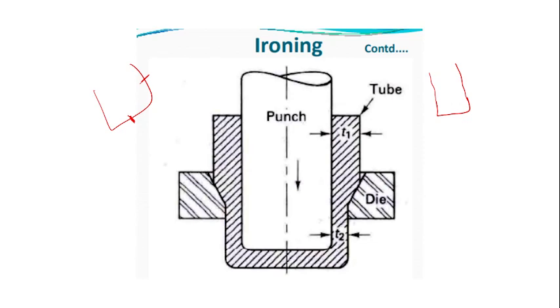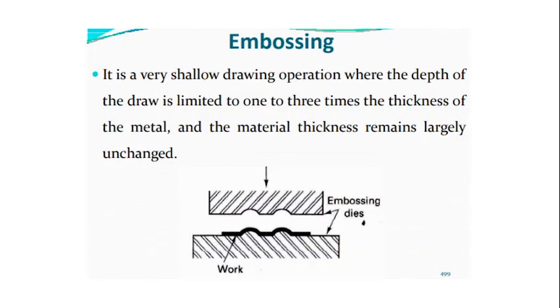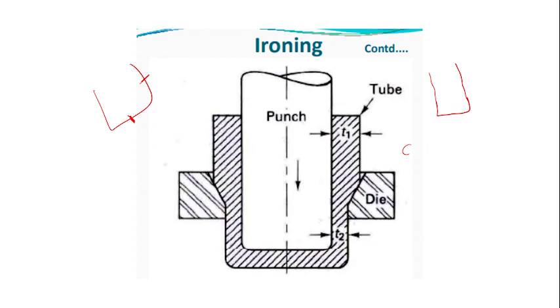So that is why they can ask one more kind of question. Suppose they ask which process collapsible cans can be made by, then you have to know that it is made by ironing. So that is the main difference between ironing and deep drawing. But can it be followed by deep drawing?